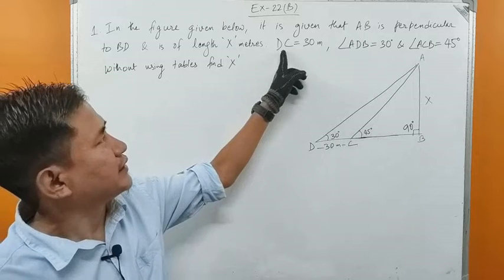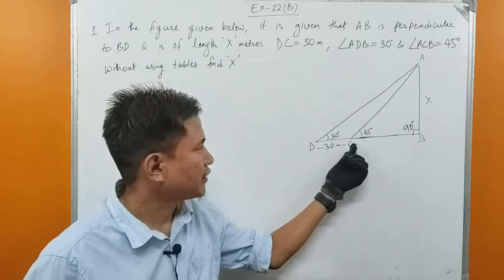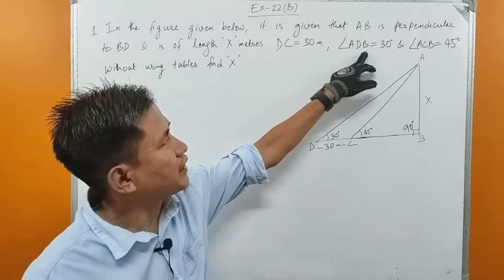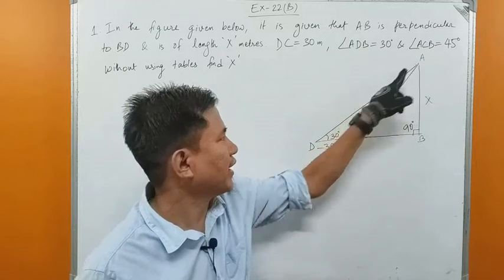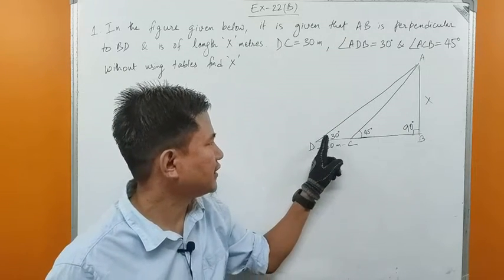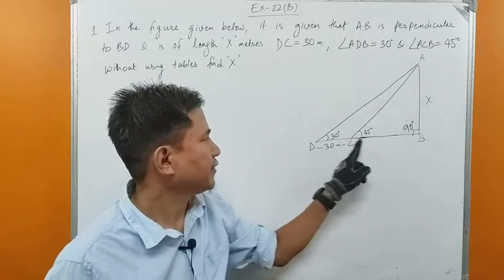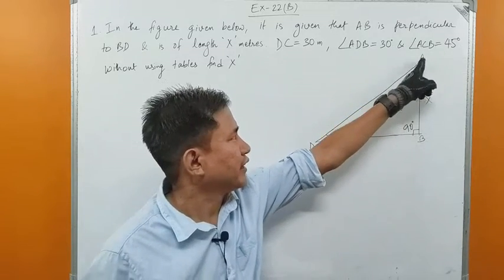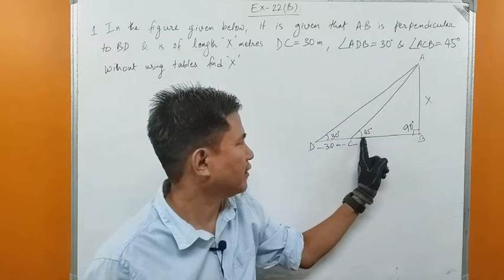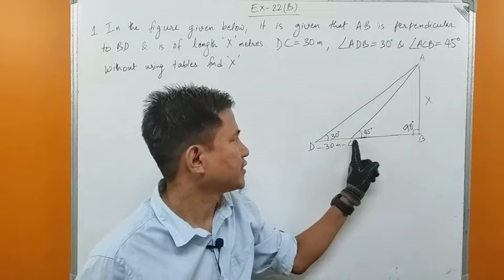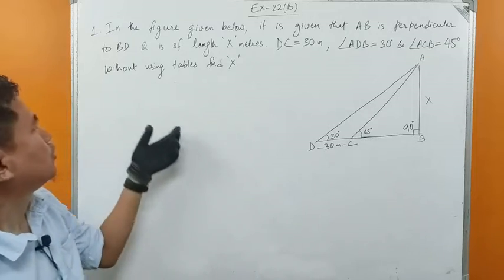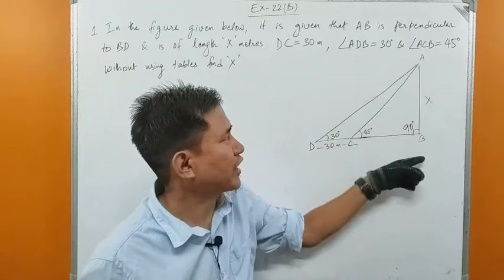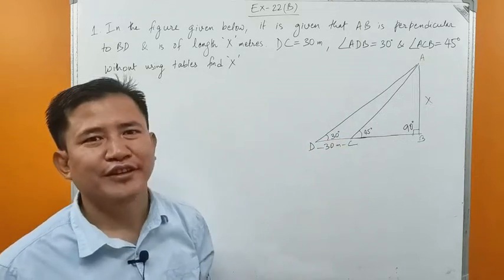And DC is 30 meters. You can see the distance between the point C and D is 30 meters. Angle ADB is 30 degrees, means angle D is 30 degrees. And angle ACB is 45 degrees, with C in the middle. So we are asked to find the value of x. X means the height, the length of AB, without using trigonometric tables.